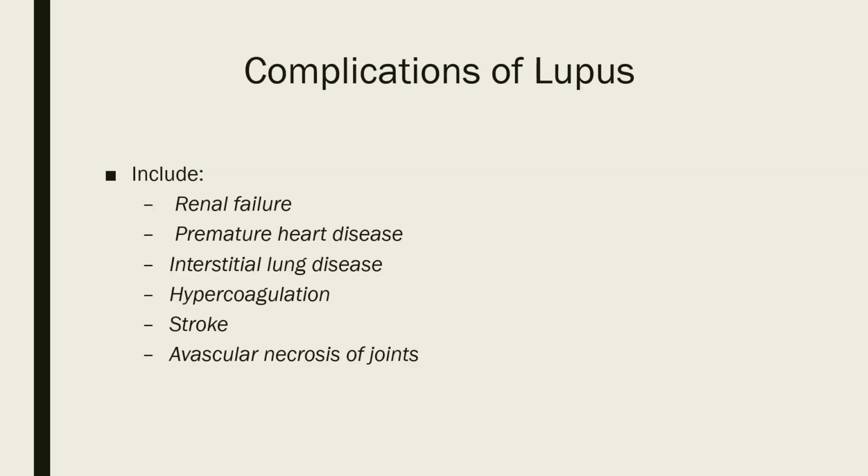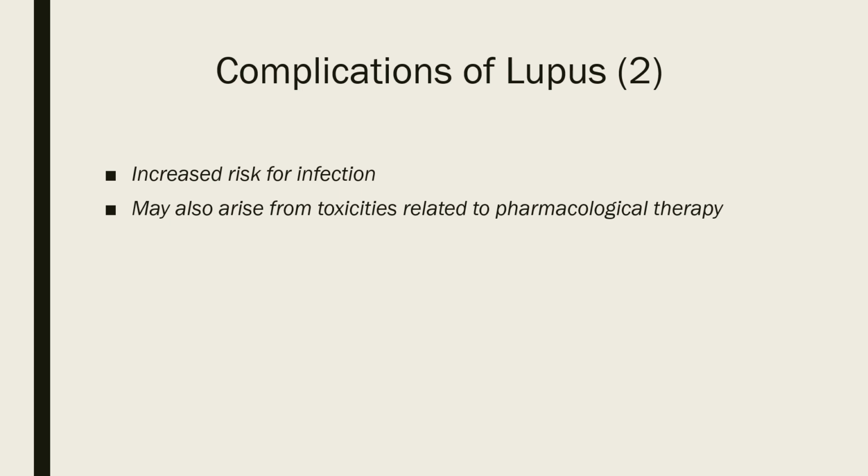Some complications of lupus will include renal failure, premature heart disease, interstitial lung disease, hypercoagulation, stroke, avascular necrosis of the joint, increased risk for infection, and complications may also arise from toxicities related to pharmacological therapy.